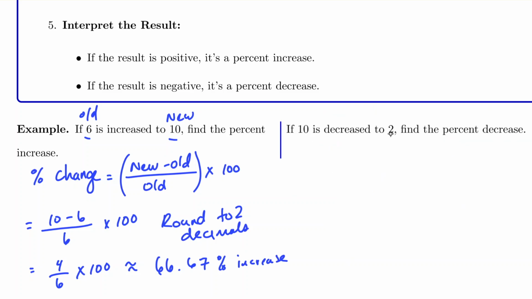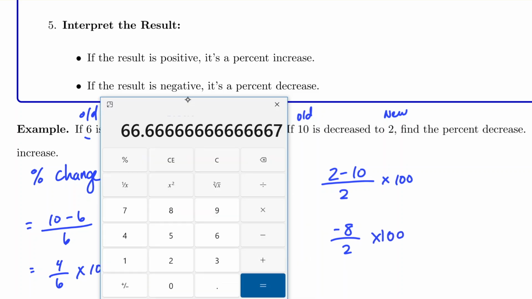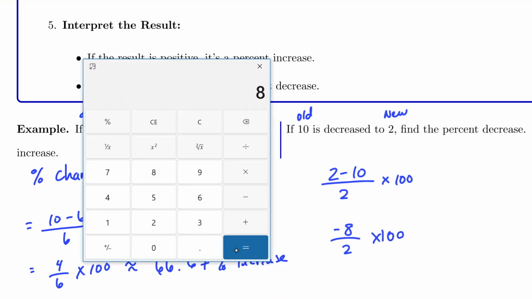So 10 is decreased to 2. So this was our old. 10 was the old. This was our new. 2 minus 10 over 10 times 100. 2 minus 10 is negative 8 divided by 10 times 100. And we get negative 80% decrease.